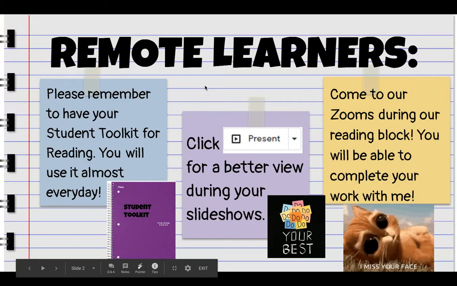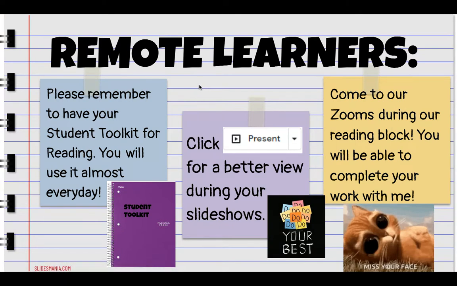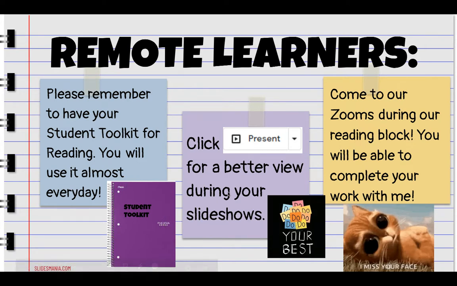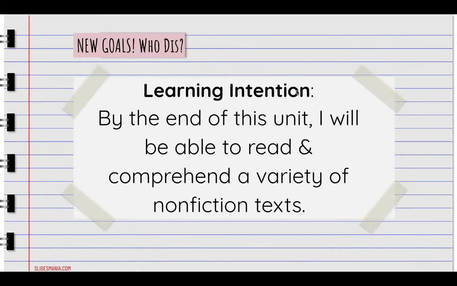Now remember, to all of our remote learners, please make sure that you have your student binder that has those different packets that we're calling our toolkits here. If we present to you a Google slide, don't forget about the button to present that makes it a lot larger. And always please come to our Zooms because we're really going to be able to help you guys out with your exit slips and of course provide you with that instruction.